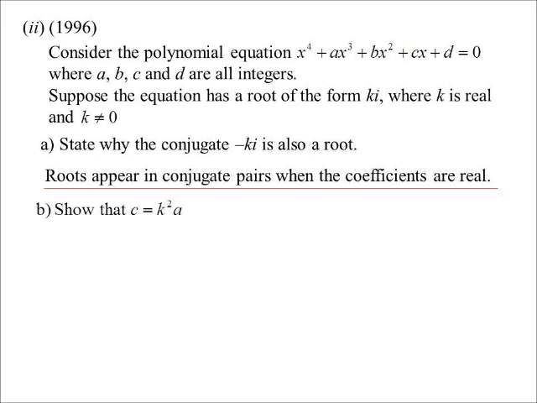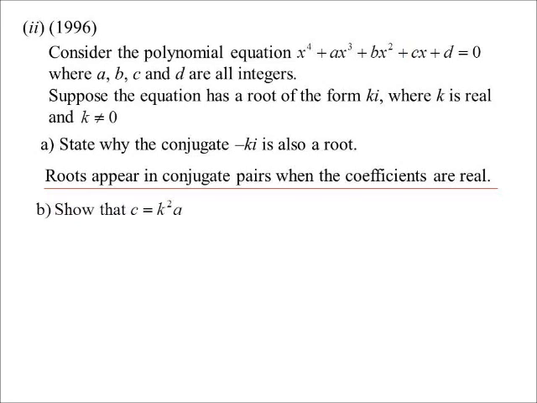Show that c is equal to k squared a. Not a lot to go off there. So what do we know? No, we don't know we've got any multiple roots. I suppose they've just told me about ki and minus ki. It makes sense to use those, I suppose.